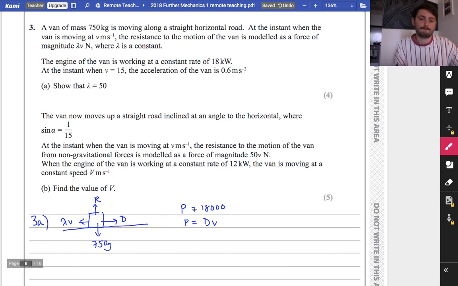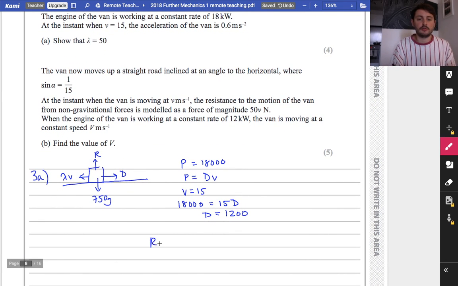So, at the instant when v equals 15, the acceleration is 0.6. Well, if v is equal to 15, let's find out what D is equal to. So we get 18,000, the power, is equal to 15D. So D is equal to 18,000 divided by 15. D is equal to 1,200.